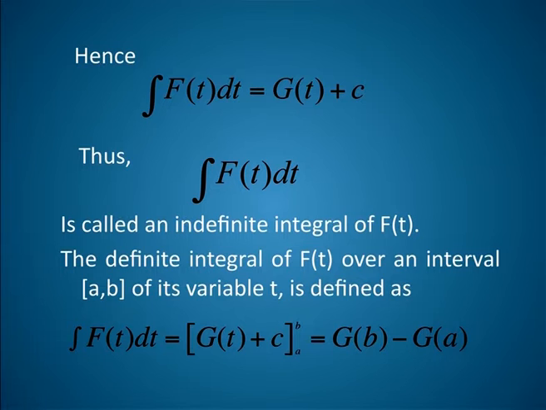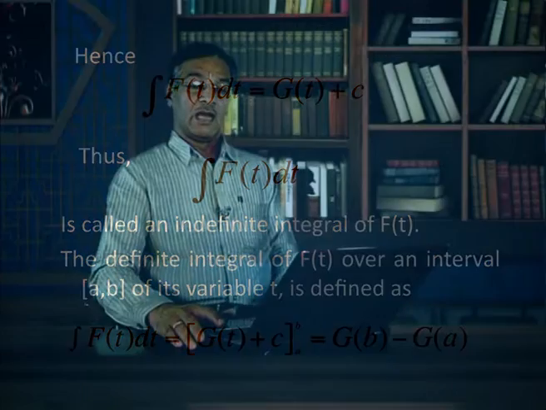The definite integral of f(t) over an interval a to b of its variable t is defined as integral f(t) dt is equal to g(t) plus c from the limit a to b, that is equal to g(b) minus g(a). I will explain the procedure of finding vector integration with an example.